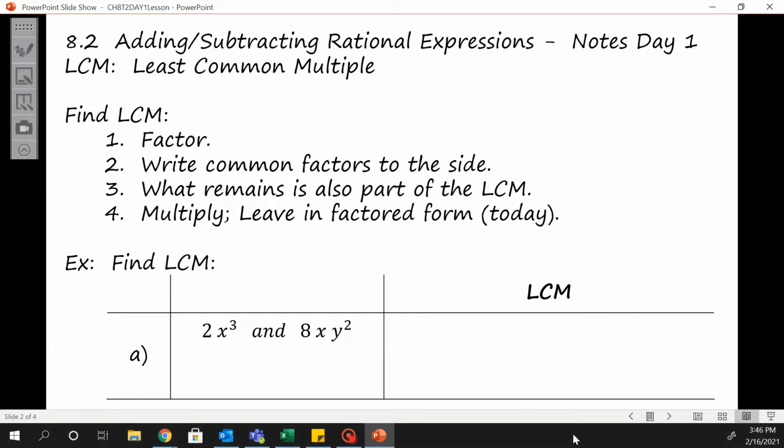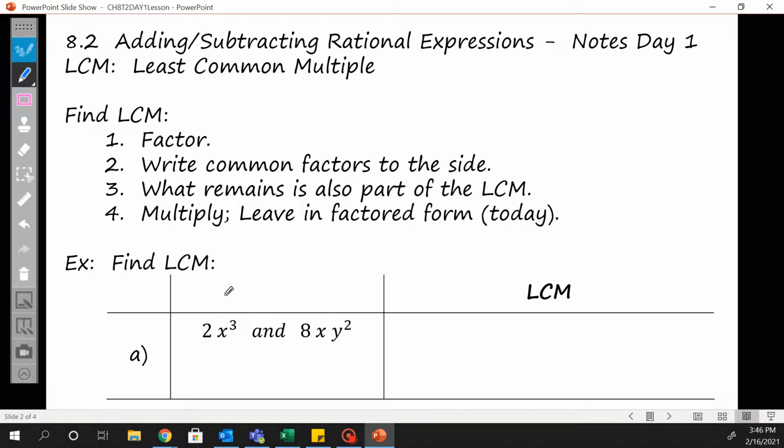So first look at letter A. So the factors of 2x cubed, this is 2 times x times x times x. The factors of 8x y squared, so this is 2 times 2 times 2 times x times y times y. Okay, so the lowest common multiple, first let's look for what they have in common. They have a 2 in common. They have an x in common. So first of all, I know that that is part of the LCM, 2 times x.